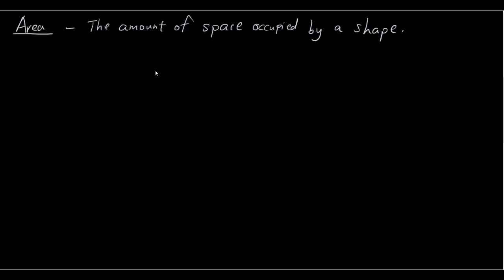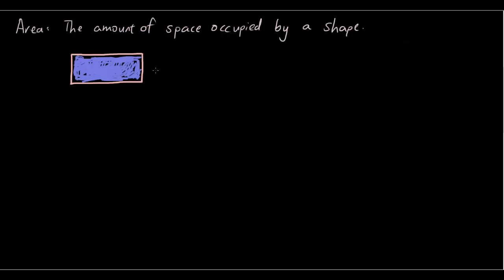Today we're going to talk about area, which is the amount of space occupied by a shape. So to give you guys a clear picture of the difference between perimeter and area, I've drawn a shape here and I have filled up the shape with a different color compared to the boundary of the shape.